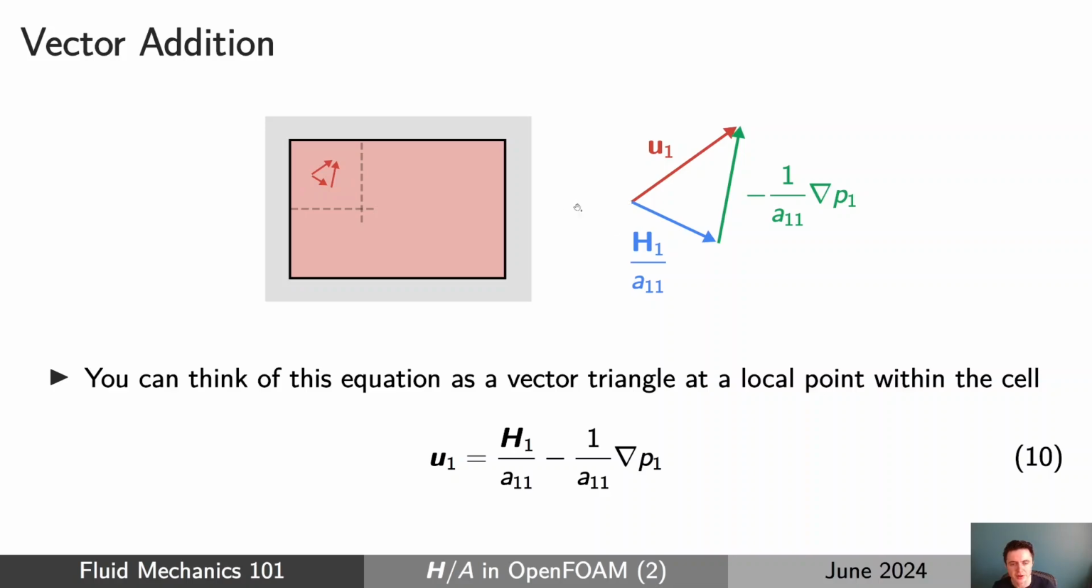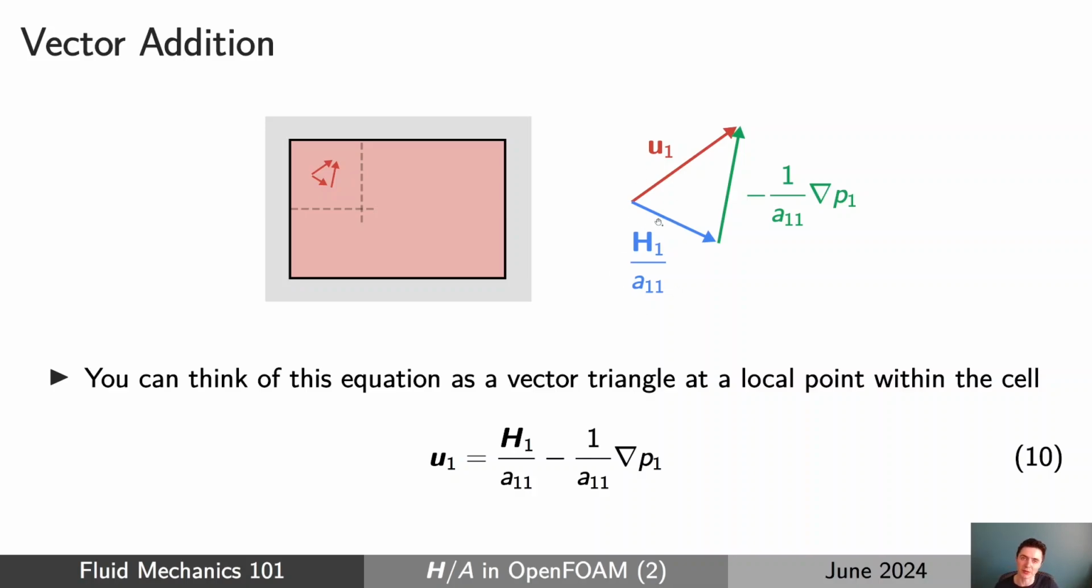And the way I think of it is, if you think of a local point within your cell volume, we have a velocity vector there, u1, which has a magnitude and a direction. And of course that velocity vector is equal to the sum of the other vectors, H1 by A1 and minus 1 over A1 times the pressure gradient. And this really helps to understand and summarize what the HbyA term actually means.